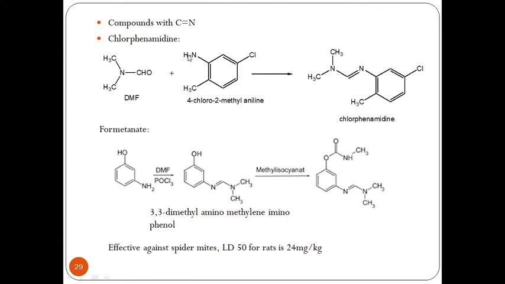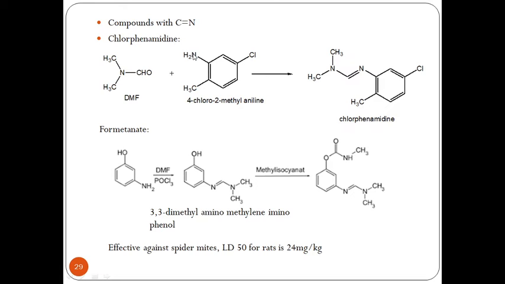Compounds containing C double bond N. The second category of acaricides would be compounds containing C double bond N. An example is chlorphenamidine. The starting material to synthesize chlorphenamidine is DMF, that is N,N-dimethyl formamide. This reacts with 4-chloro-2-methyl aniline to give me a Schiff base.